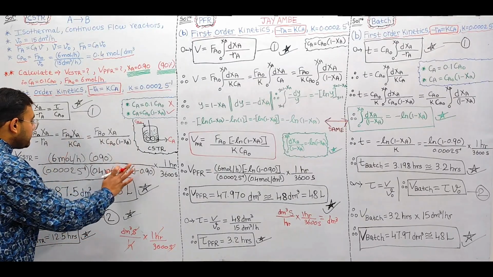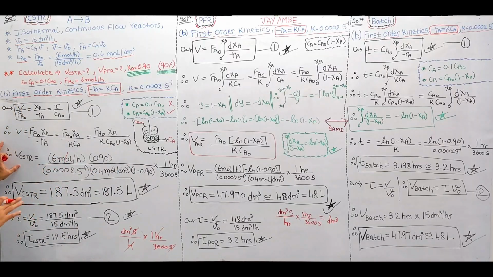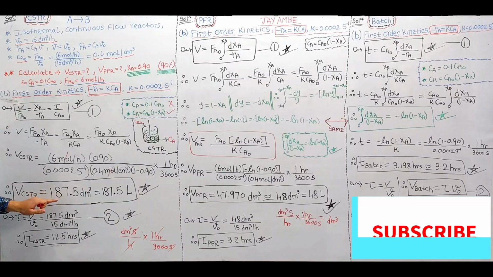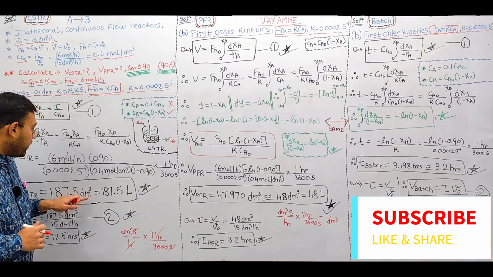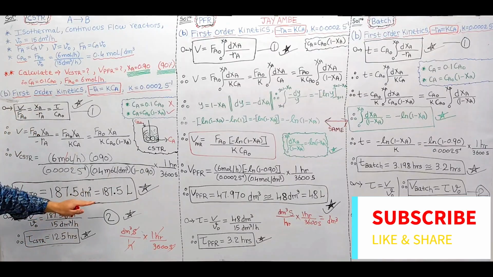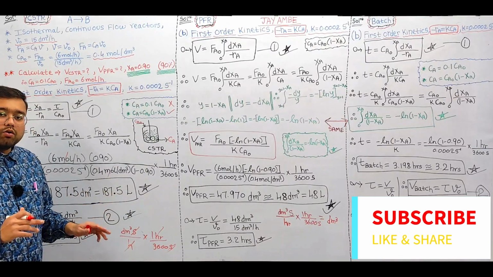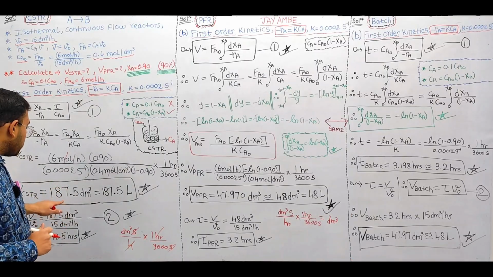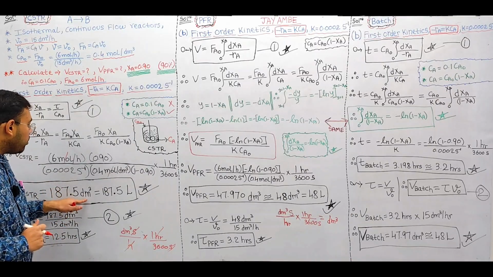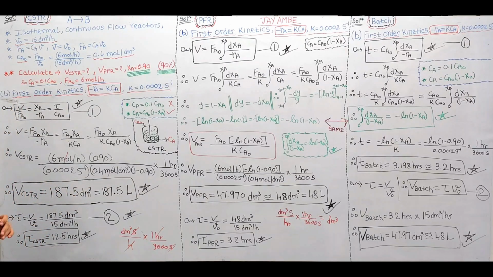Now I request you to please calculate this, and you will get the volume of the CSTR equal to 187.5 cubic decimeter, which is equivalent to 187.5 liters, because 1 cubic decimeter is equal to 1 liter. So 187.5 cubic decimeter is equivalent to 187.5 liters.